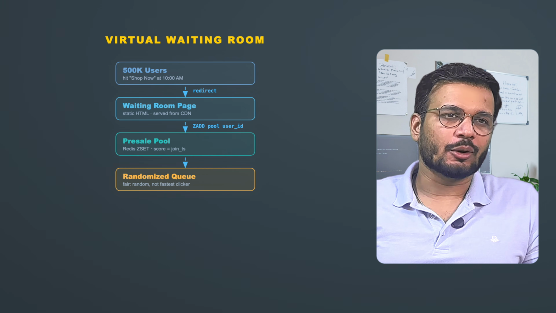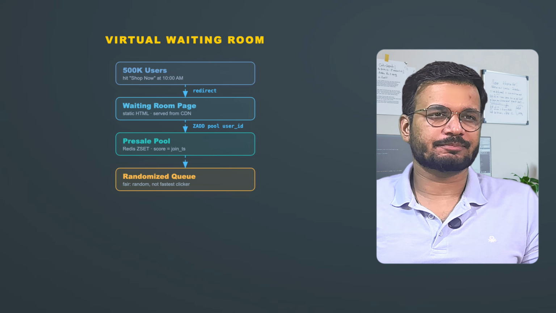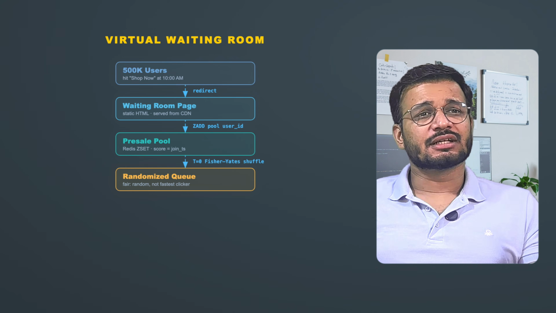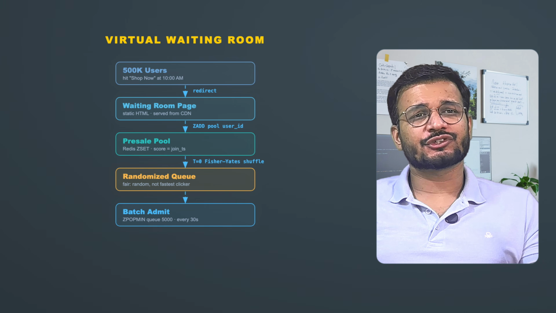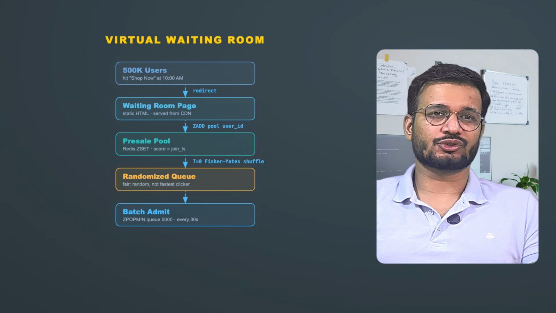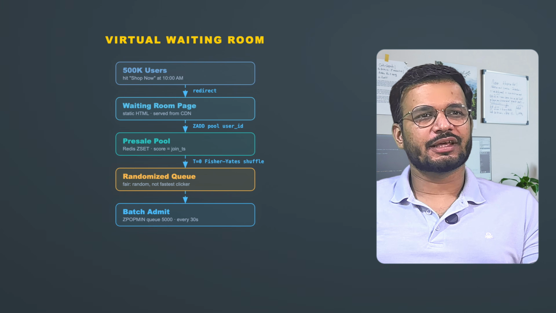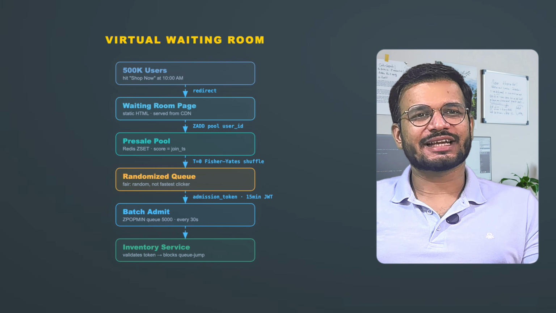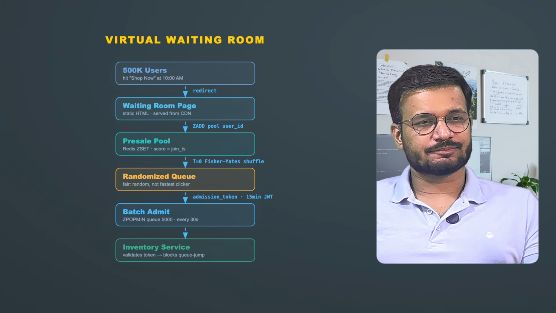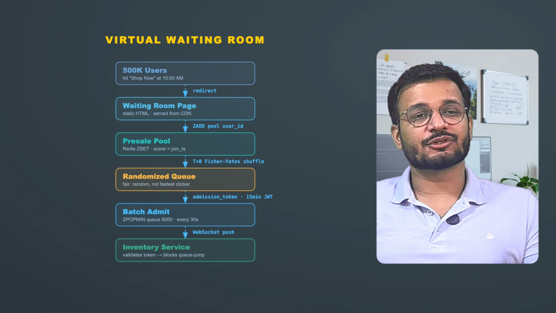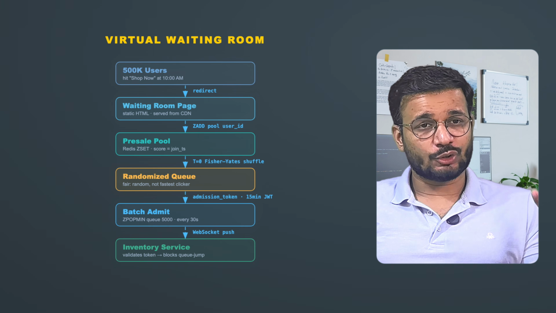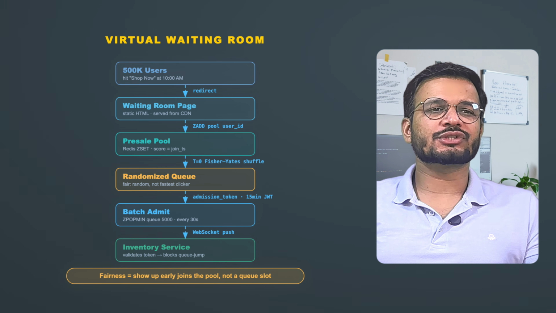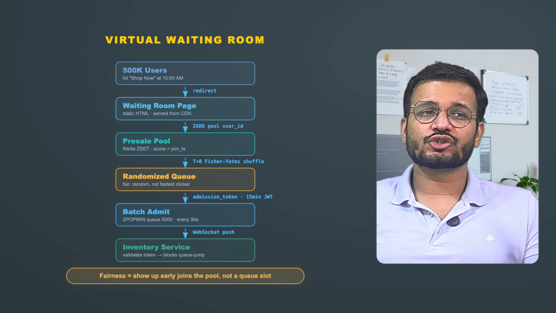A batch admission job runs every 30 seconds. Let me describe it. At t equals 0, the sales open. Then shuffle the pre-sale pool using Fisher-Yates and assign new random scores. This becomes the randomized queue. Every 30 seconds, ZPOPMIN event ID Q 5000 gets the next 5000 users. For each user, issue an admission token. This is a short-lived JWT token, which has an expiry time of 15 minutes. Then we notify the user via WebSocket that they can now shop.